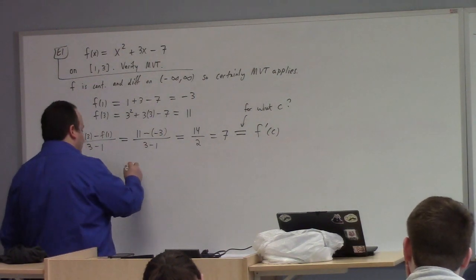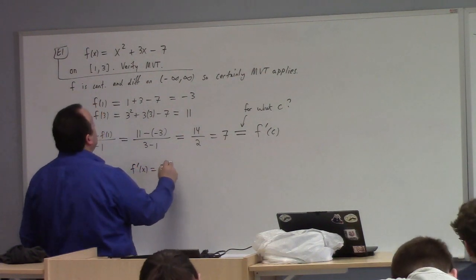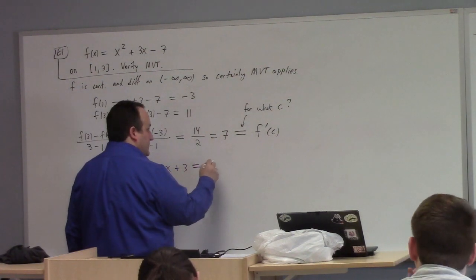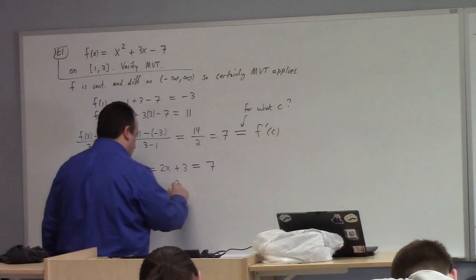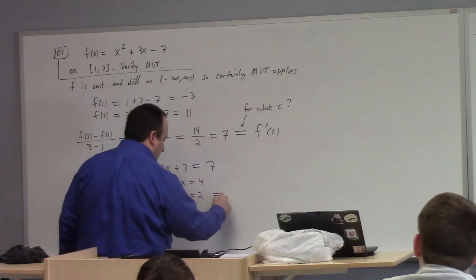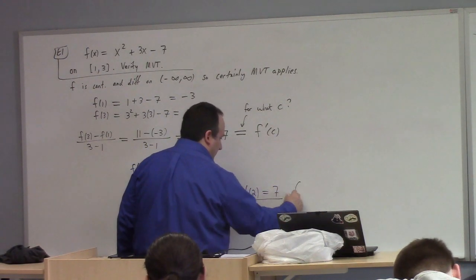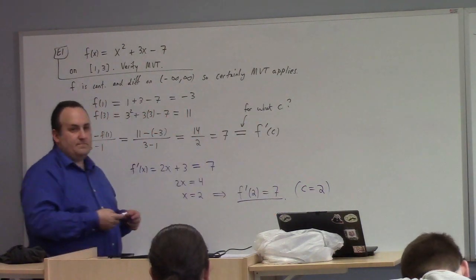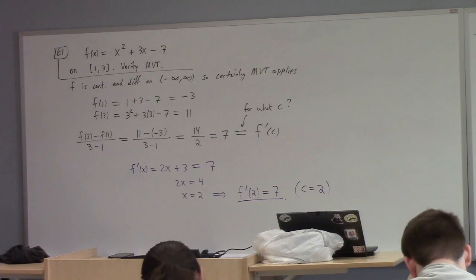So what is f prime of x? We got 2x plus 3, right? And so we want to solve that equal to 7. That gives us 2x equals 4, so x equals 2. So f prime of 2 is equal to 7. In other words, we can put c equals 2, and that verifies the mean value theorem. Does that make sense? So that's what's meant by verify.